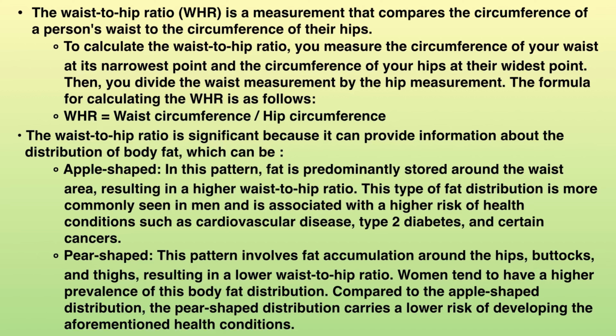Second, we have pear-shaped. This pattern involves fat accumulation around the hips, buttocks and thighs, resulting in a lower waist to hip ratio. Women tend to have a higher prevalence of this body fat distribution. Compared to the apple-shaped distribution, the pear-shaped distribution carries a lower risk of developing the aforementioned health conditions.